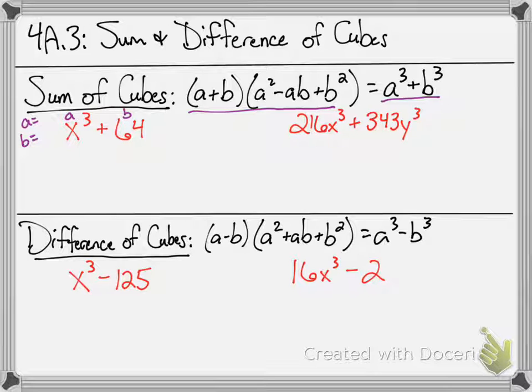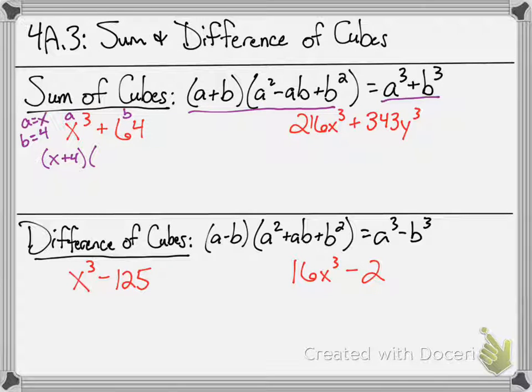So, x cubed: to find that a value, all we're going to do is take the cube root of x cubed, which is just x. Then we're going to look at 64. You can take the cube root of that, it comes out to 4. So in order for this pattern to work, they both have to be perfect cubes. That's the case here. All we're going to do is look at our two factors and plug in the values as necessary. So the first factor is a plus b, so we plug in x plus 4.